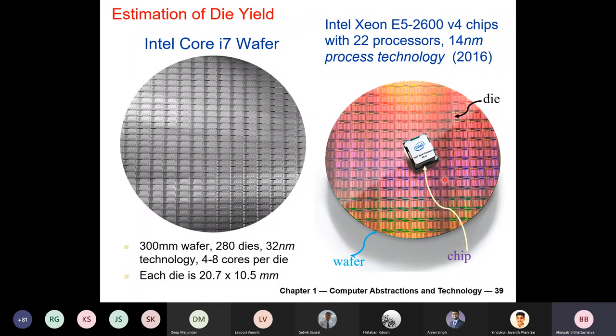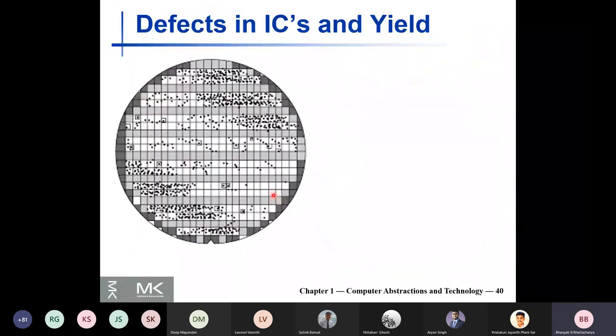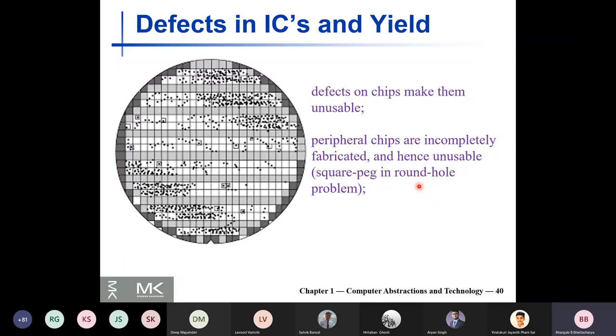This is the hierarchy. When you manufacture this wafer, many of the dies become defective because of manufacturing defects and so on, because we are talking about so many transistors in one chip, and the manufacturing process is very complex. So what is yield? Yield determines the cost. If there is one defect, you have to throw the chip away. There is no way you can reuse it.